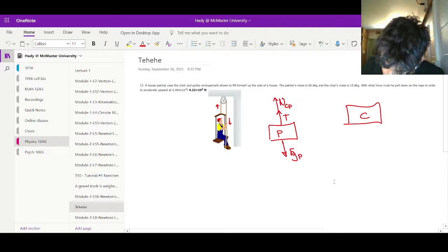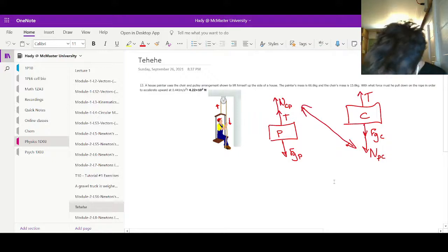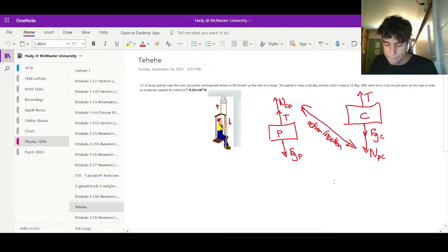Then for the chair, we have tension that goes up, and downward we have the force of gravity of the chair and the normal force of the person on the chair, because this is action reaction forces, remember? So action reaction. Okay, so then you'd set it up like this.